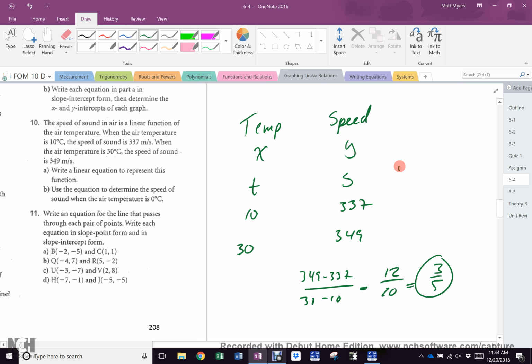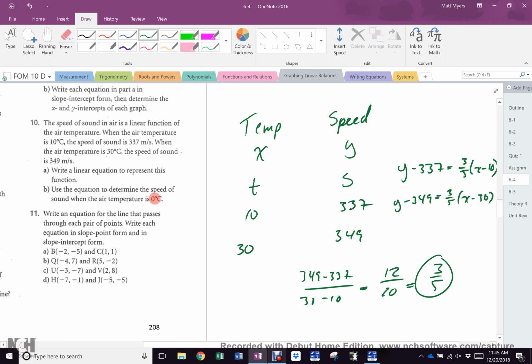Yeah. So wouldn't it be y minus 337 equals 3/5 times x minus 10? Or y minus 349 equals 3/5 times x minus 30? But you want both? No. I want a function. Either of them will work.